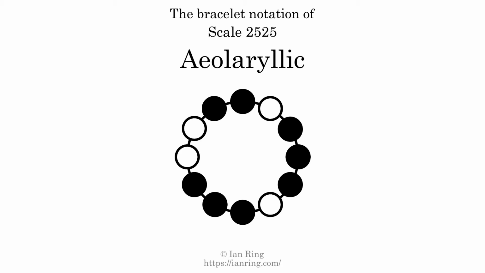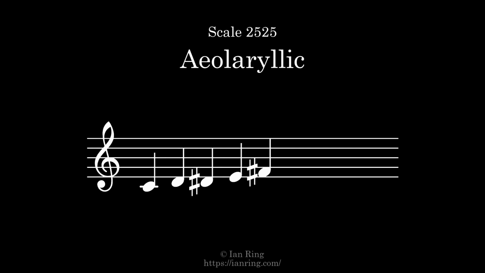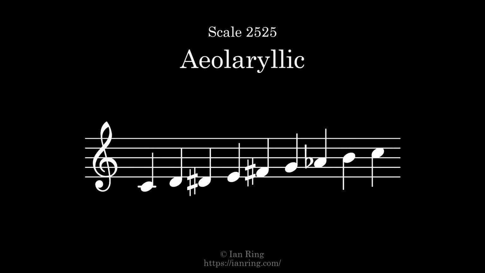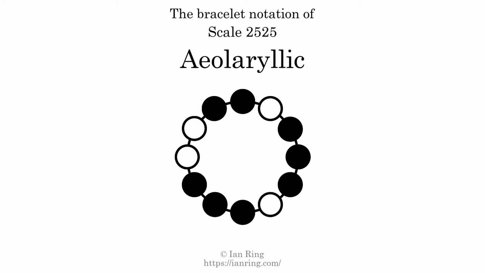2525, Aeolaryllic, which sounds like this. This scale has 8 tones, which means it is called an octatonic scale. This is a bracelet notation diagram of scale 2525. The shaded circles represent tones that appear in the scale, and they are read clockwise, starting at the top.